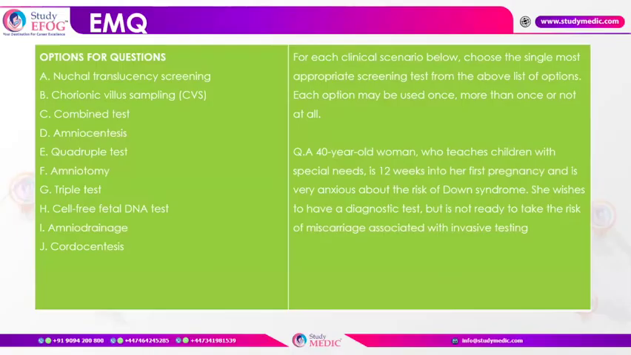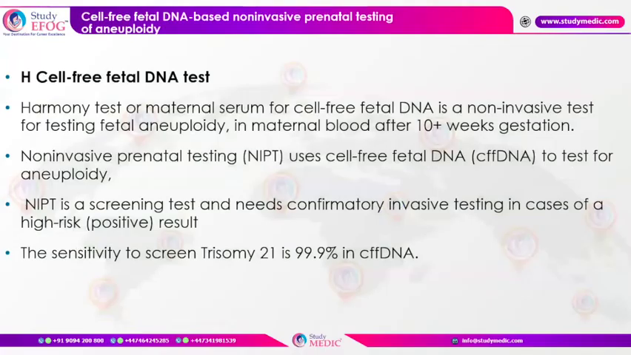So let's start with this scenario. A 48-year-old woman who teaches children with special needs is 12 weeks pregnant, in her first pregnancy, and is very anxious about the risk of Down syndrome. She wishes to have a diagnostic test, but is not ready to take the risk of miscarriage associated with invasive testing. So we have the options here: nuchal translucency screening, chorionic villus sampling, combined test, amniocentesis, quadruple test, amniotomy, triple test, cell-free fetal DNA test, amniodrainage, chordocentesis. So our option will be cell-free fetal DNA.